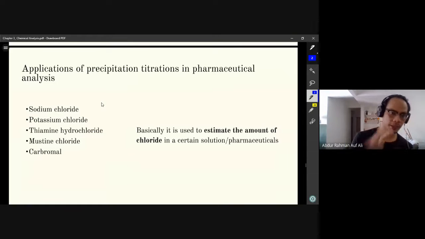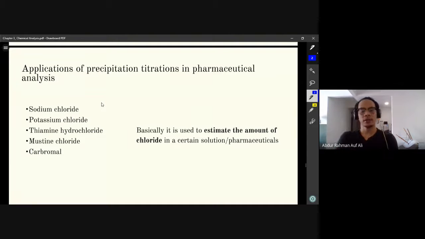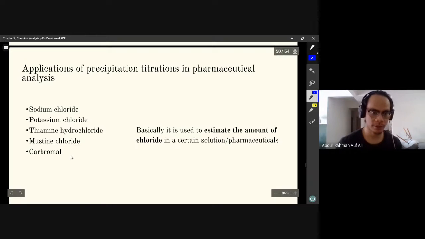So that brings us to this slide here. If you want to test anything that contains chloride, you want to estimate the amount of chloride in a medicine. If you want to test sodium chloride, potassium chloride, thiamine hydrochloride, mustine carbromal, you can use precipitation titration because the chloride in the medicine will react with our standard solution, which is silver nitrate. So AgNO3, this is our standard solution.